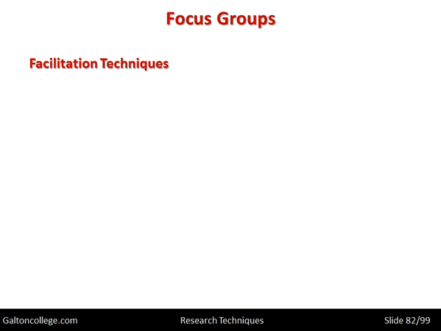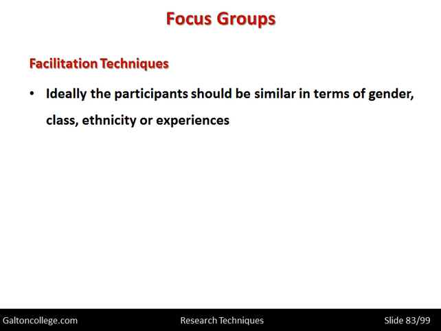Now, facilitation techniques. Ideally the participants should be similar in terms of gender, class, ethnicity or experience. But really it depends on the topic under consideration. Ideally and generally it's held that it should be similar: gender, age, class, ethnicity, experience and so on. There should be some sort of similarity, but it depends on the topic under consideration.